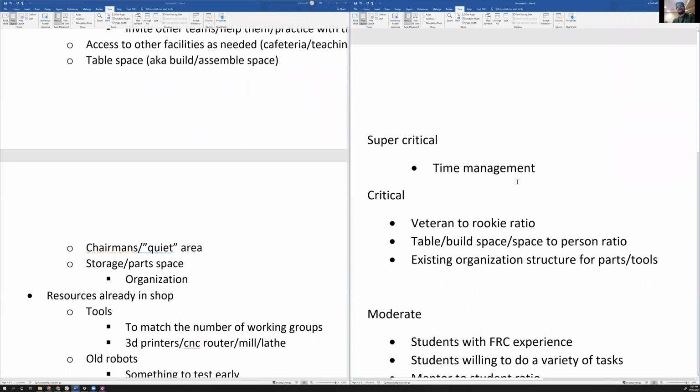So supercritical is time management. We're just not very good at that. I will tell you guys, as a mentor that has been on this team since the beginning, we have never bagged a robot that was complete, and because of that, we have never shown up to our first competition with a robot that we know functions. I don't want that to happen again this year. So we'll talk about that in a little bit. Ryan, go ahead first.